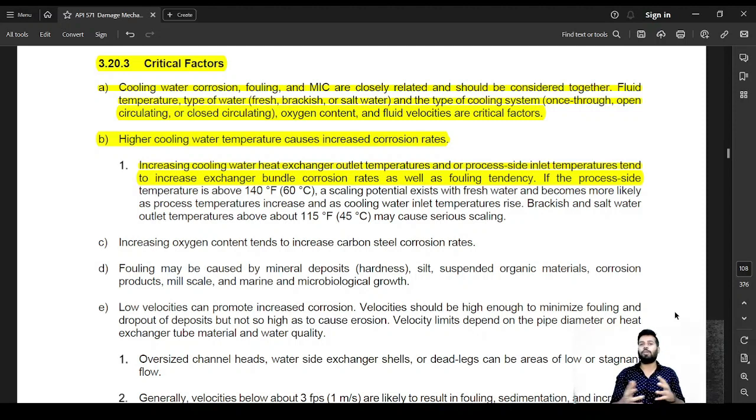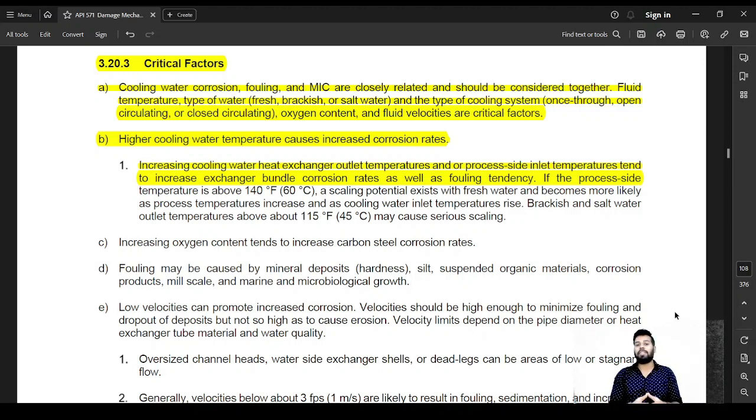So when you talk about corrosion under insulation, at a temperature above a certain temperature, you will generally not find corrosion under insulation. But in general cases, as the temperature increases or as the pH value of the electrolyte increases, you will have accelerated corrosion rates. If you have higher velocity, you will have accelerated corrosion rates. So higher cooling water temperature increases corrosion rate.